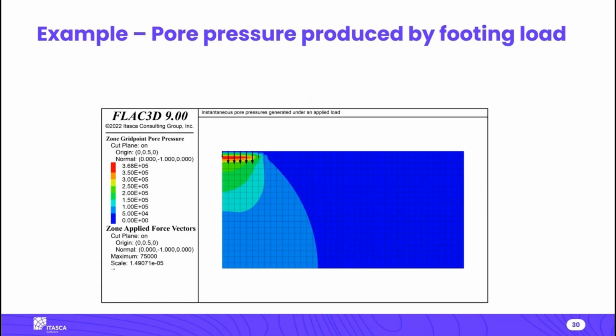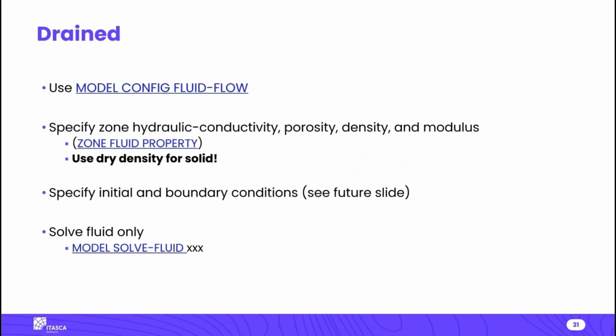I won't show this in an example today, but there is an example in the manual. You can go and look at this. Pore pressure produced by a footing load. So here's an example where they drop a load on the surface here. And what you see is a jump in pore pressure due to that load. Again, we're not calculating fluid flow. We're just seeing pore pressure changes due to mechanical changes. Okay, that's the undrained case.